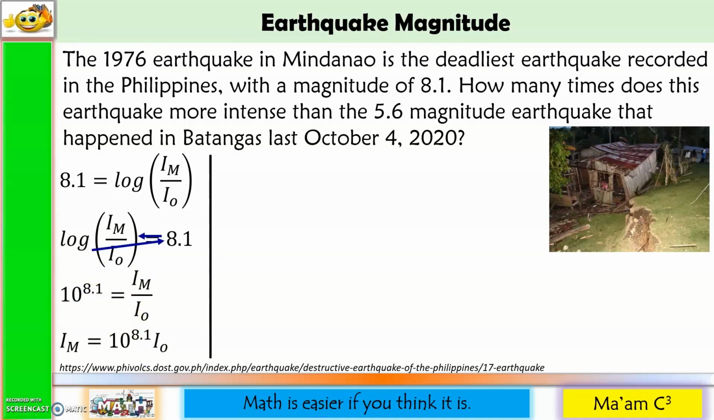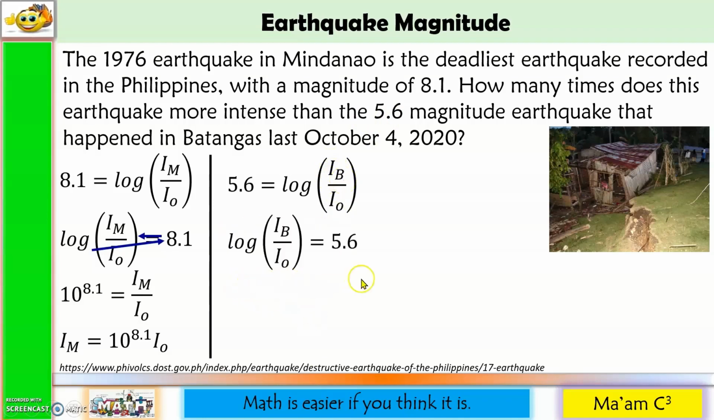Now, let us have the earthquake that happened in Batangas. It has a magnitude of 5.6. I sub b stands for the intensity of the earthquake that happened in Batangas. Again, let us switch places. Let us convert this into exponential form. So 10 raised to 5.6 is equal to I sub b over I sub O. Cross multiplication, I sub b is equal to 10 raised to 5.6 times I sub o.